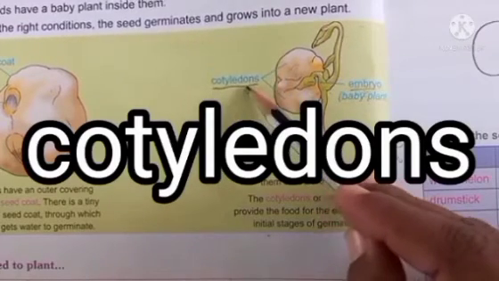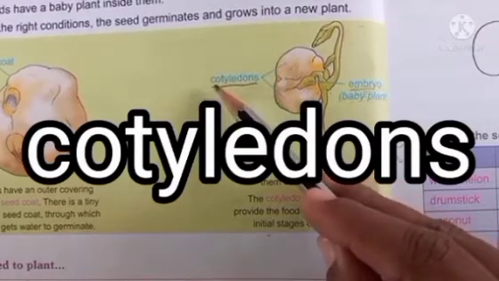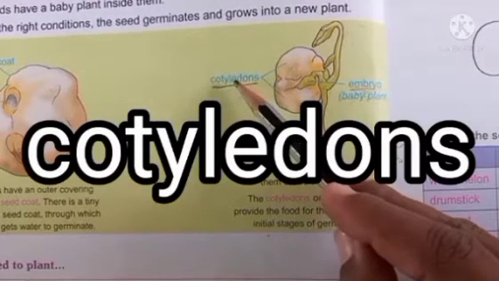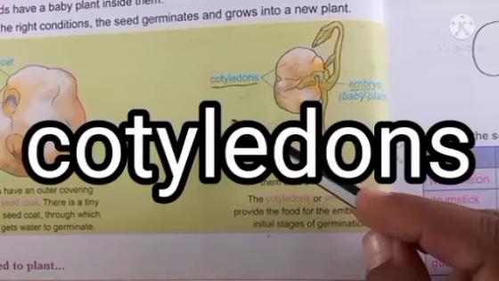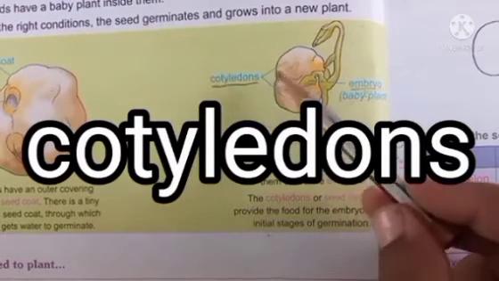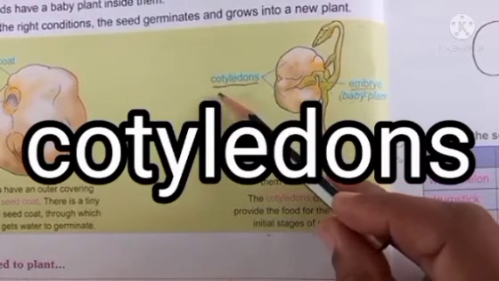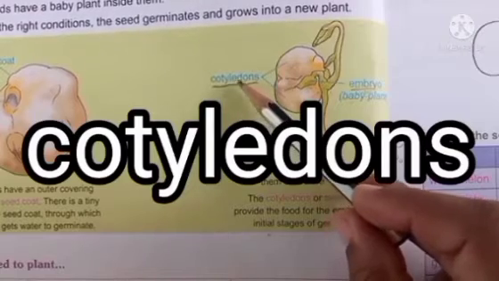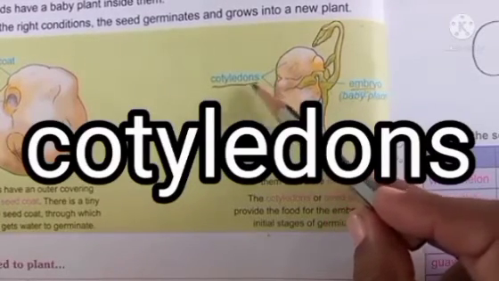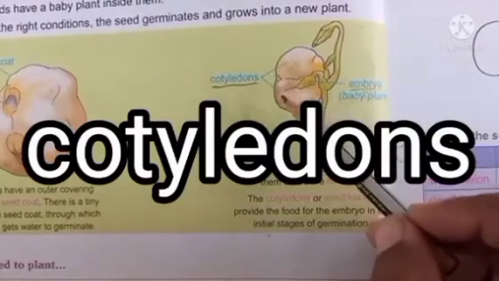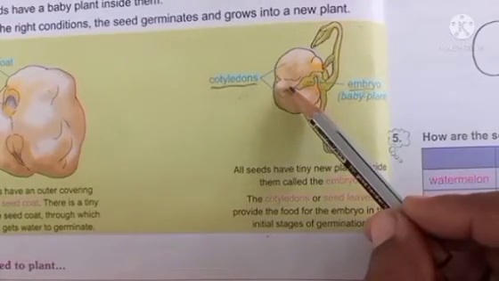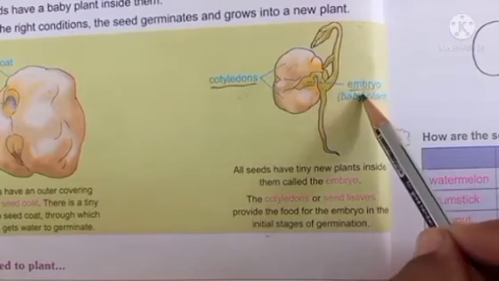Say once again, C-O-T-Y-L-E-D-O-N-S. Cotyledons. Okay, so you can spell C-O-T-Y-L-E-D-O-N-S. Cotyledons. These are seed leaves which provide food for the embryo.